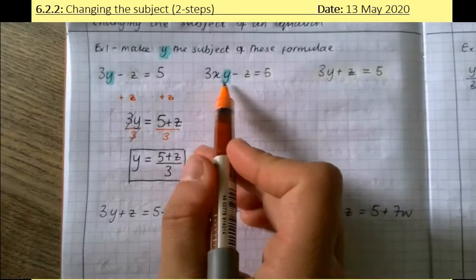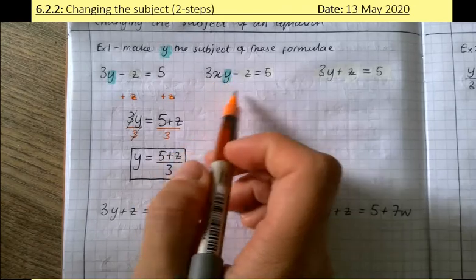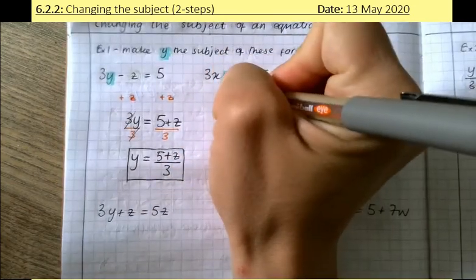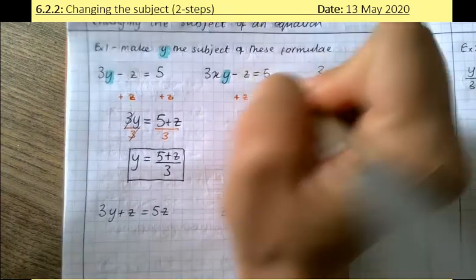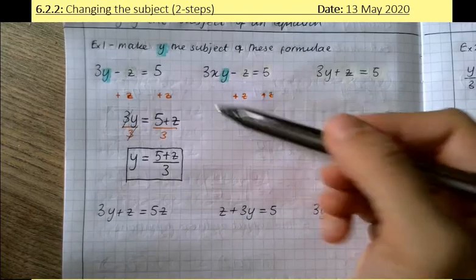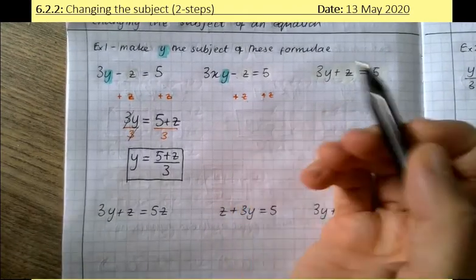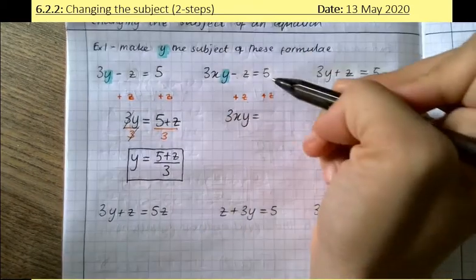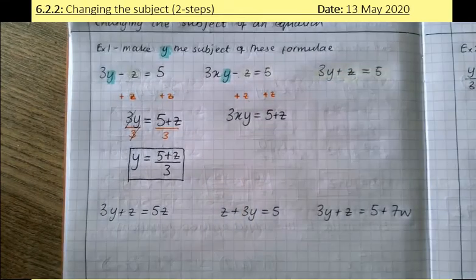So instead of thinking about the multiplication first, as you would in BIDMAS, we would think about sorting out the subtraction first. So to undo subtract z, same as before, we're going to add the z to both sides. And on my left hand side, my negative z, positive z will cancel, so I'll have 3xy. And then I'm going to have 5 add z on the right hand side.